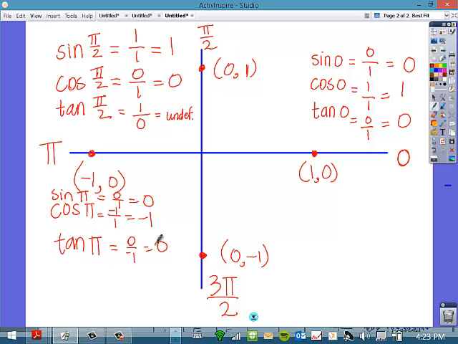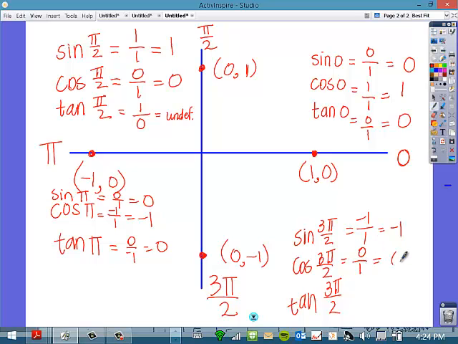And then finally, let's do 3 pi over 2. Sine of 3 pi over 2, cosine of 3 pi over 2, and tangent of 3 pi over 2. So sine of 3 pi over 2 is y over r, which is -1. Cosine is x over r, which is 0. And tangent is y over x. You can't have 0 in your denominator, so this is undefined.